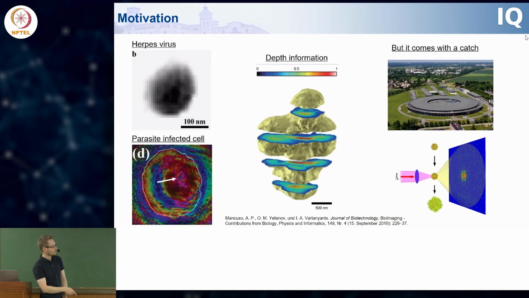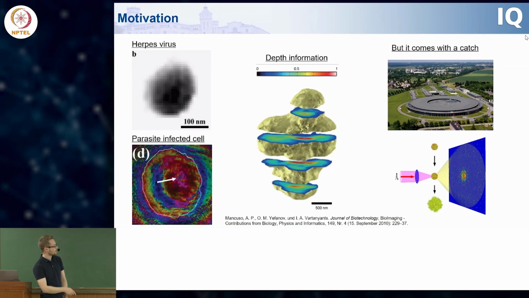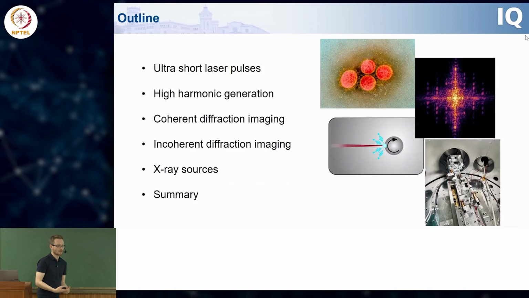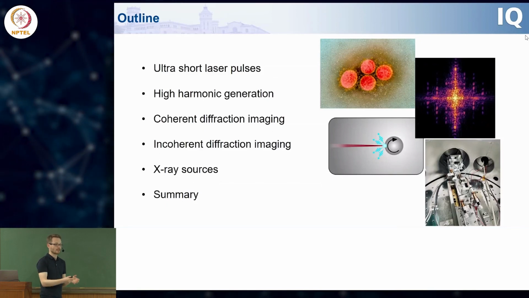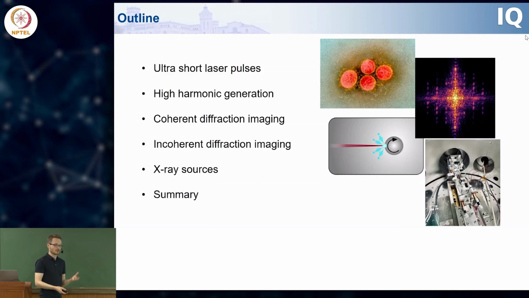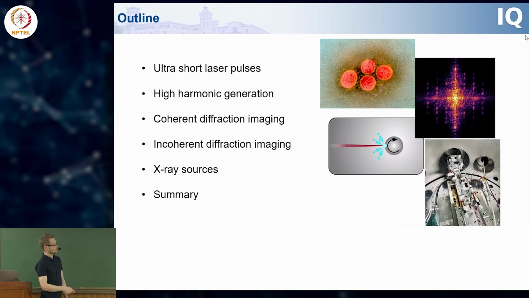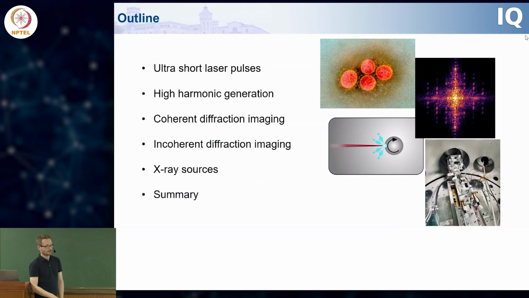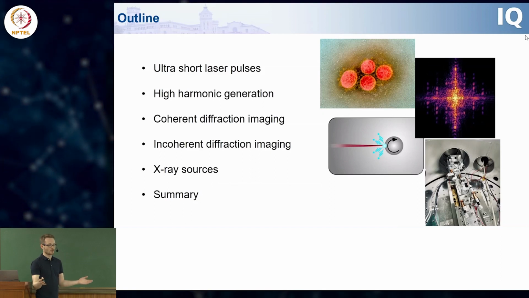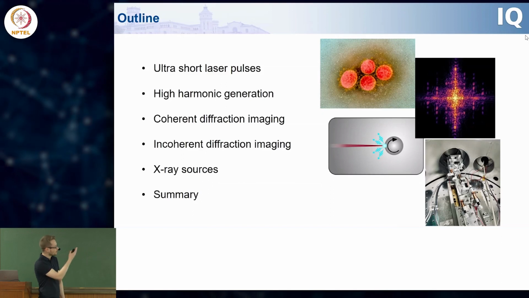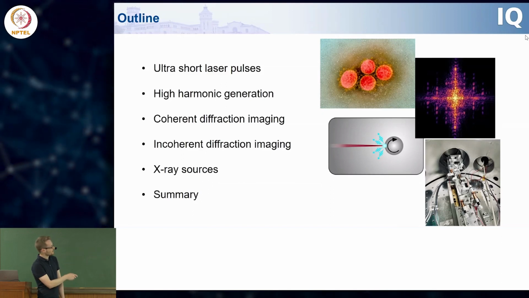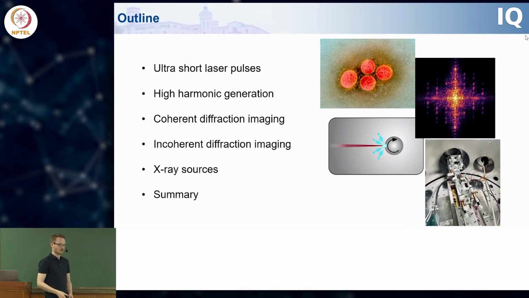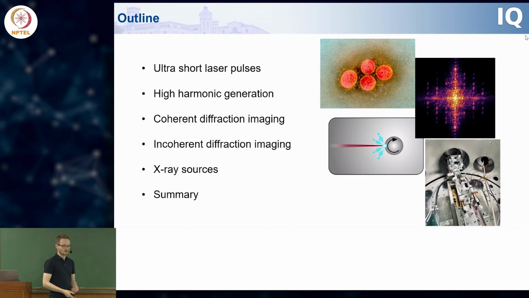However, over recent years, there has been substantial effort to go towards tabletop sources in that regime, and to move away from these big facilities to ease the access to these imaging techniques. And that's what I'm going to talk about today. So it's called coherent diffraction imaging, but as this is, as I was told, a class, and not all of you are so deep into this topic, I'm going to start by shortly giving the basics of ultrashort laser pulses and high harmonic generation to get to the sources that we use for tabletop experiments with coherent diffraction imaging.